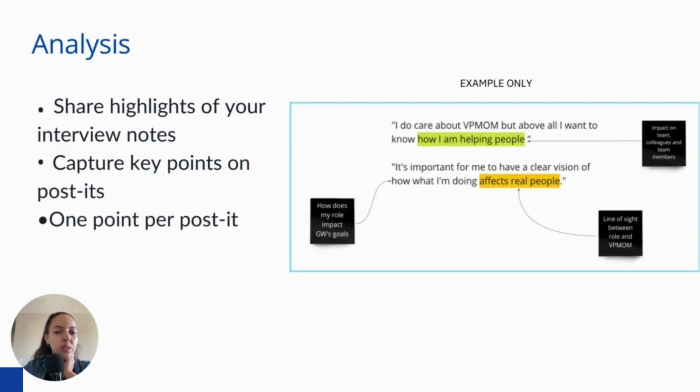but obviously, what you're doing is you're turning what you found out into interpretation. So, see, it's important for me to have a clear vision of how what I'm doing affects real people. So, this is where the insight is: how does my role impact my goals? I want a line of sight between my role and a VP, mom. So, you go from data to interpretation, from data to facts. See? So you're not accepting the superficiality or diving deeper.